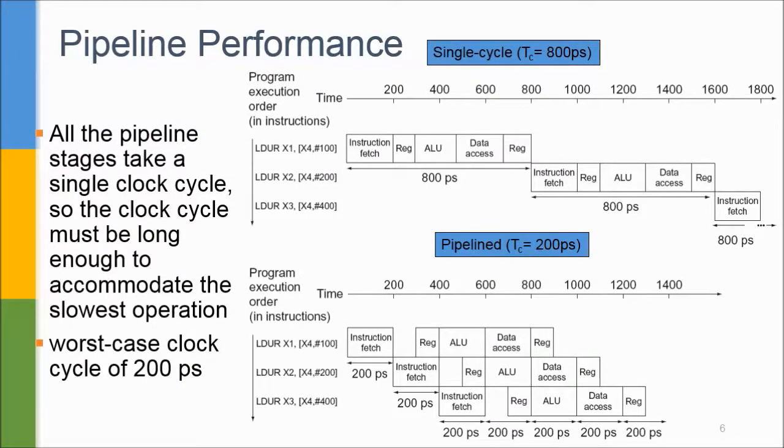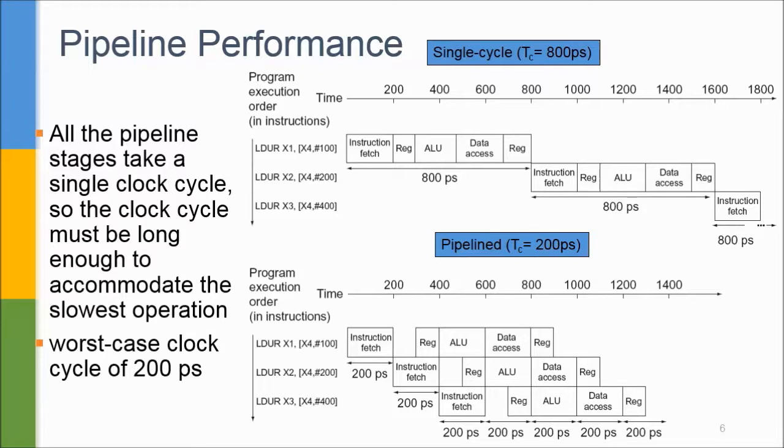Let's take three load instructions and compare their performance in pipeline and non-pipeline implementations. When we compare non-pipeline and pipeline execution of three load register instructions, the time between the first and fourth instruction in the non-pipeline design is 3 multiplied by 800 picoseconds, or 2400 picoseconds in total.